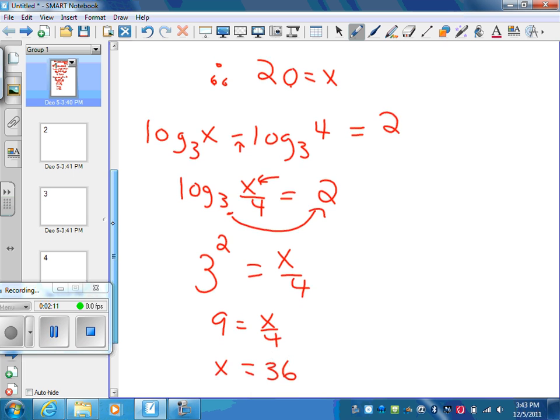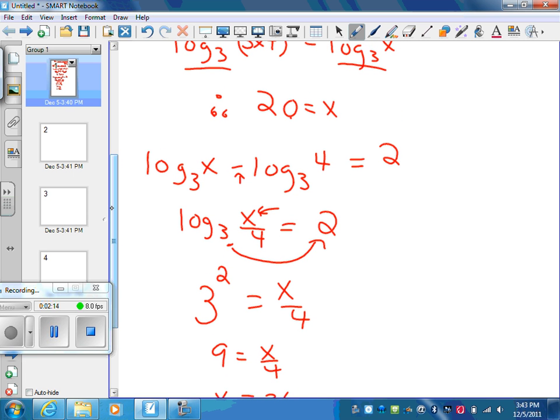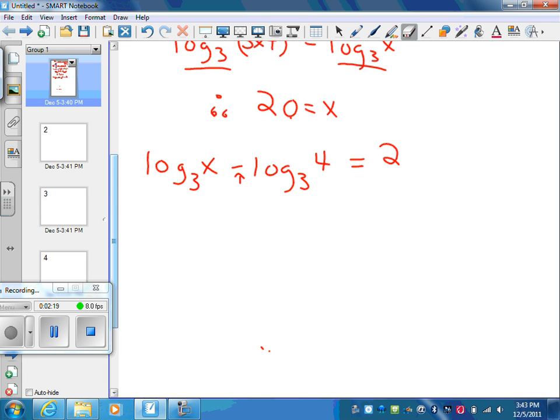And what I should have done before was check by subbing this in. Does that make sense? If I sub in 36, do I get log base 3 of 36 minus log base 3 of 4 equal to 2? There's a couple things you could do. You could sub it in your calculator and check that out. Well, let's use log laws. Log base 3 of 36 divided by 4 equals 2. What does log base 3 of 9 equal? Just 3 to the power of 2 equals 9? You betcha.